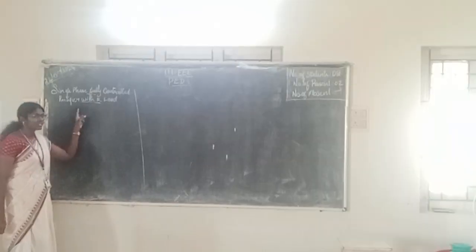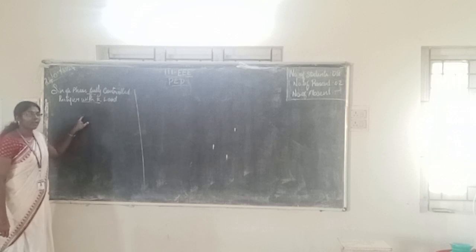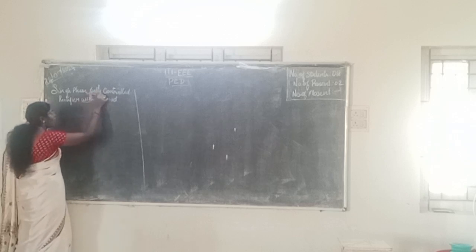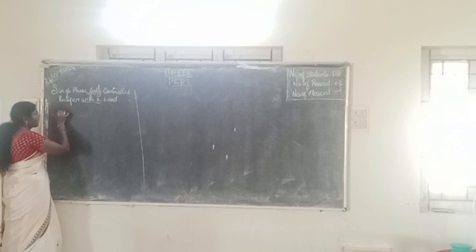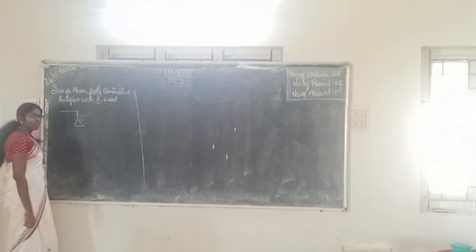Last class we discussed this. Take your note and take a glance at it. Single phase fully controlled rectifier with R load. You remember, for fully controlled, how many thyristors we have used? Look at the circuit diagram and tell me, for a fully controlled converter, how many thyristors we have used? 2 thyristors.